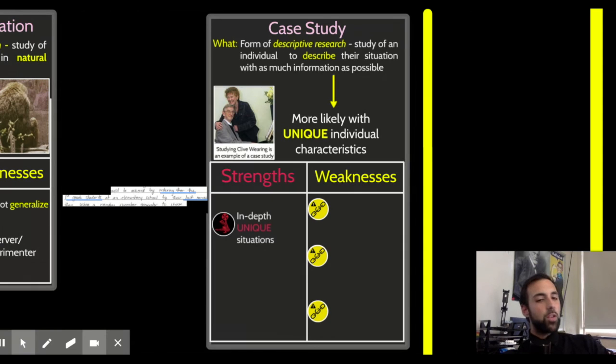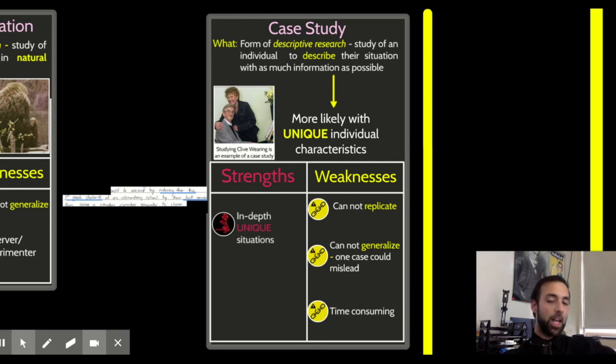So these very unique circumstances, whether it's a really unique injury or some type of really unique behavior, these case studies allow us to have in-depth, unique looks at singular situations. Some of the problems, though, is you can't replicate it. Like Clive, for example, his brain injury, we're not going to go and injure somebody on purpose just to replicate it. So we have a second person with similar brain injuries. That's obviously unethical. We can't generalize.